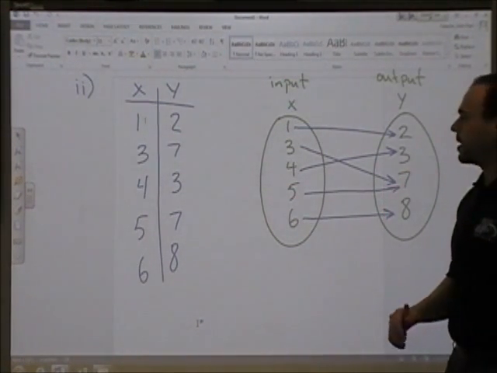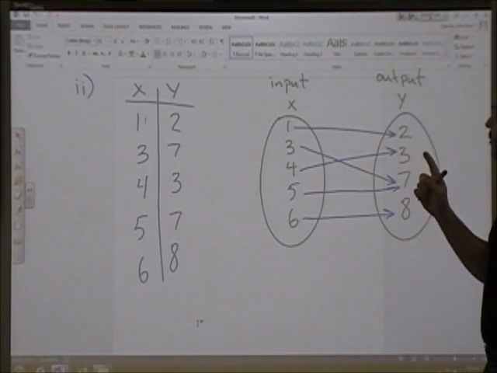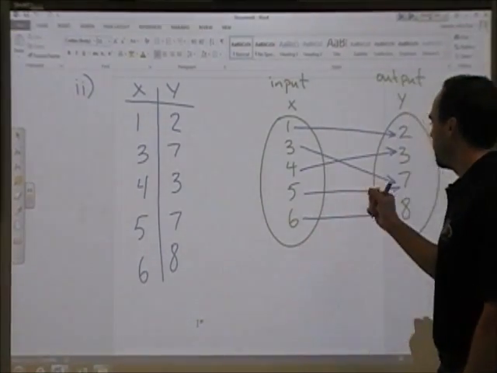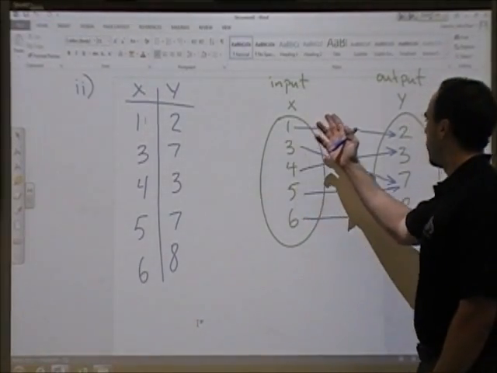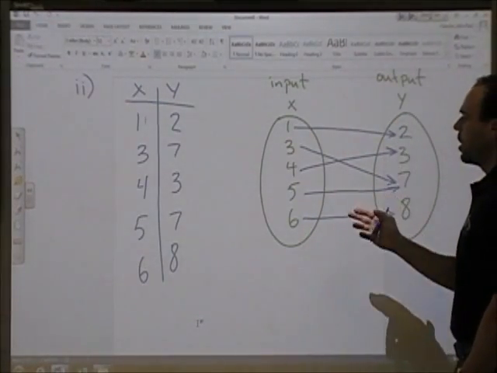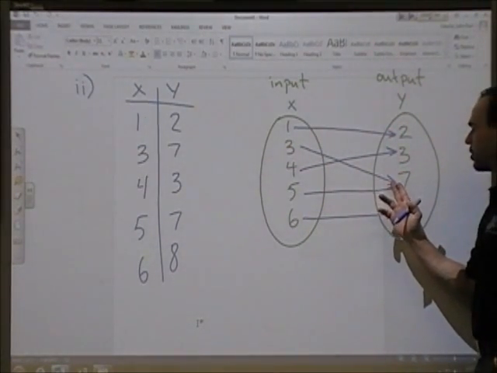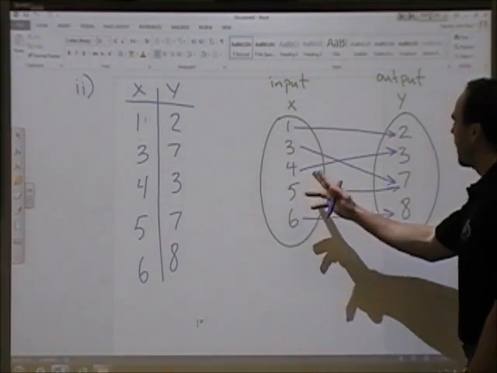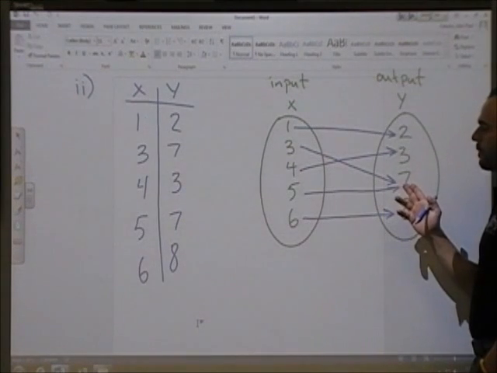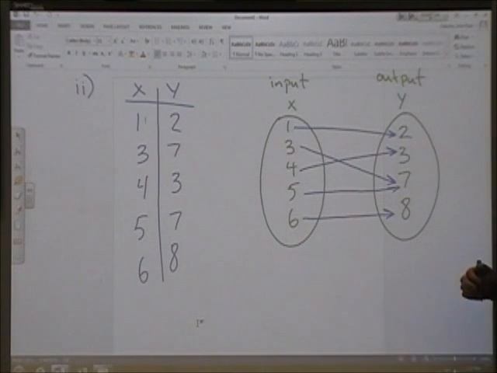But that's okay, because if you look at the definition of a function, it is a relationship in which every value of x can only point to one value of y. And when x is 1, it only points to one output value, which is 2. When x is 3, it only points to one output value, which is 7. When x is 4, it only points to 3. When x is 5, yes, it does point to the same output value as 3, but it only points to one output value, and that's okay.